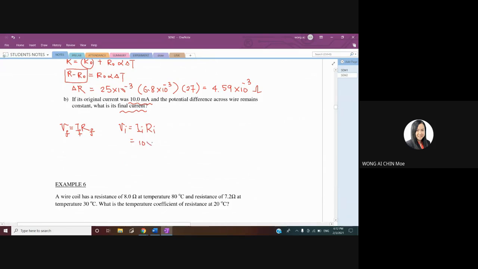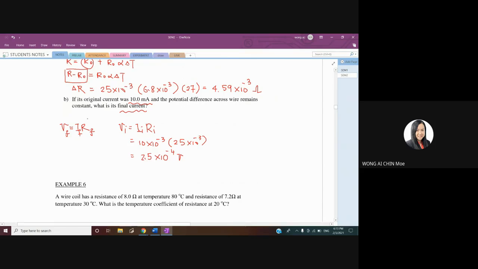So I initial is 10 milliampere, and the initial resistor is 25 milliohm. That means your initial potential difference is 10 times 10 to the power of negative 3 times 25 times 10 to the power of negative 3. So the initial V is 2.5 times 10 to the power of negative 4 volt.